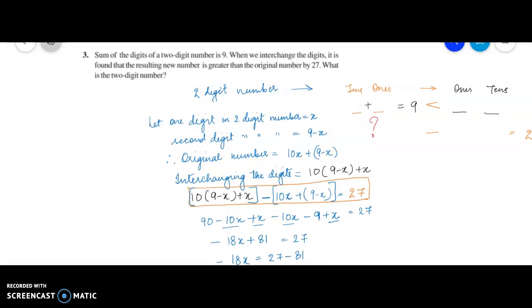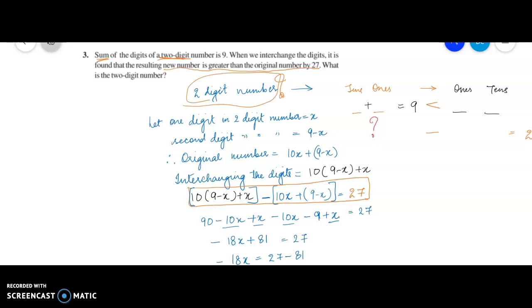The sum of digits of a 2-digit number, note this, 2-digit number, and the sum the question is talking about is 9. When we interchange the digits, it is found that the resulting new number is greater than the original number by 27. What is the 2-digit number? So here we need to find what the 2-digit number is.